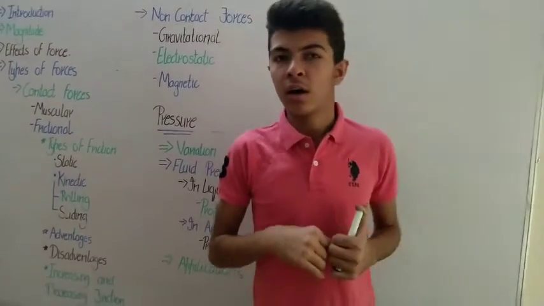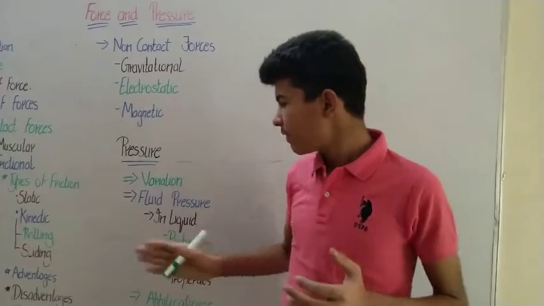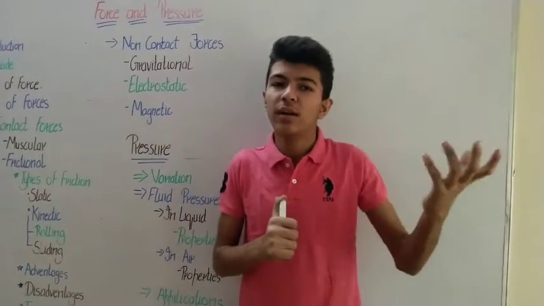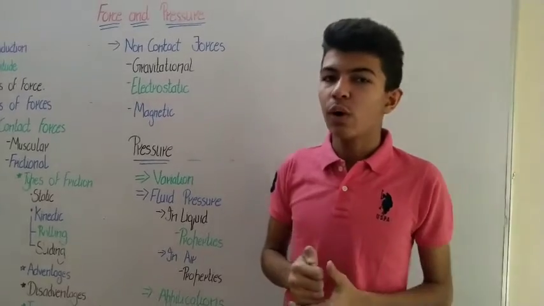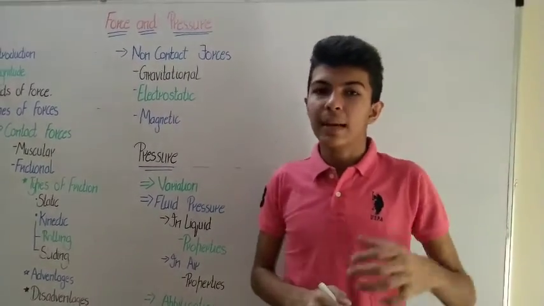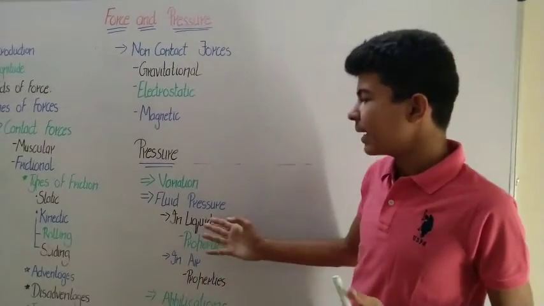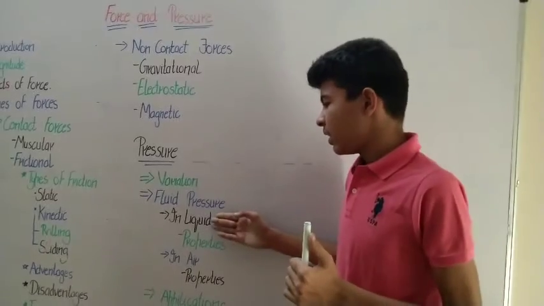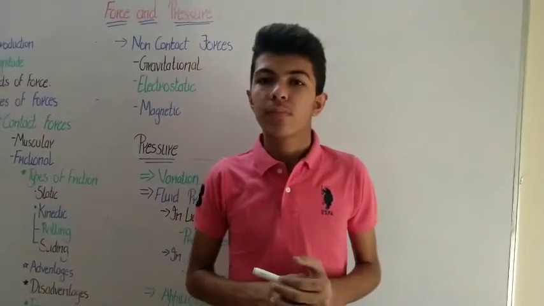Now let's learn about liquid pressure. First, let's learn about fluid pressure. Both liquids and gases, such as air, are known as fluids, because they are flowing. Fluid pressure is applied by either air or water. So we can differentiate between liquids and air. First, let's learn about liquids.